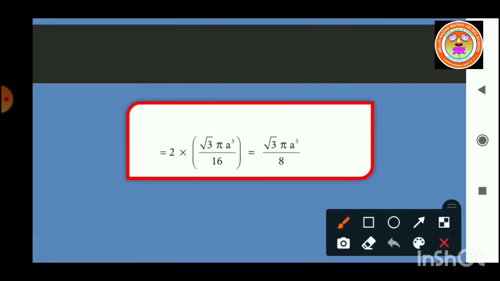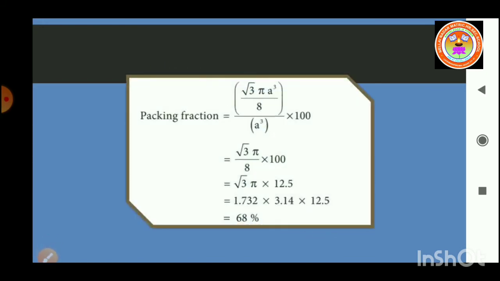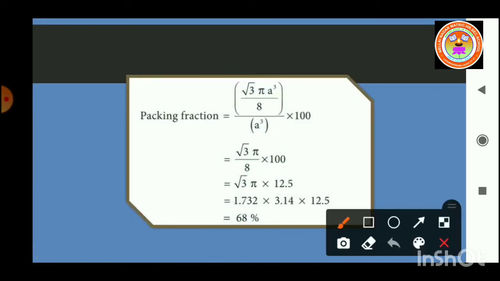Yes, the total volume occupied by spheres in the BCC unit cell is equal to 2 into root 3 pi a cube divided by 16. Shall I cancel it? This becomes 8, so root 3 pi a cube divided by 8. The next step is packing fraction. What is the formula? Packing fraction is equal to the total volume occupied by spheres in a unit cell, which we calculated now as root 3 pi a cube divided by 8, divided by the volume of the unit cell.